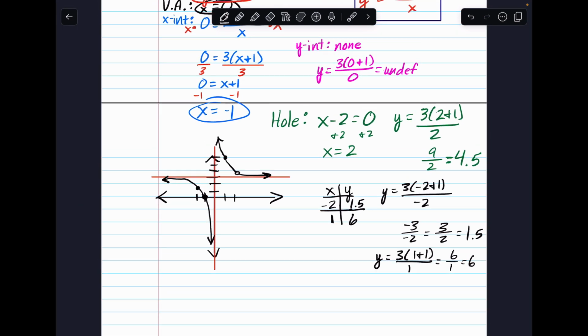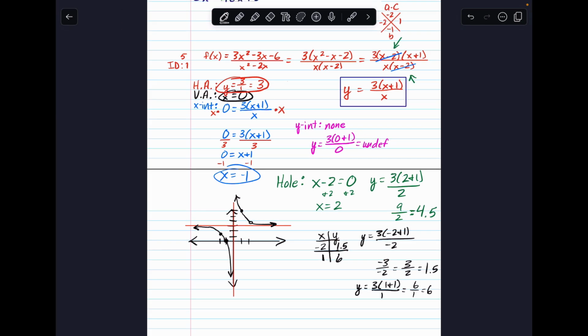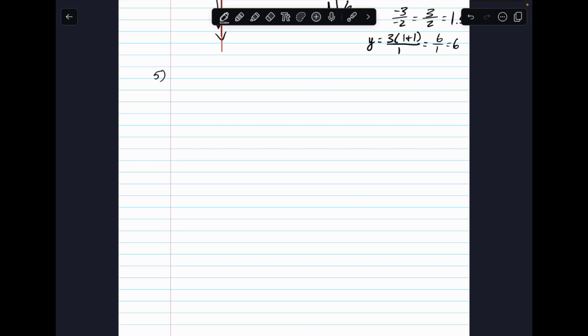Okay, so that's question number 5 from ID 1. And this is basically the lesson that we learned, and a little bit more in class when I went over this. Looking at ID 2, question 5. In this case, you have f of x equals -3x squared plus 9x minus 6, and the exact same thing is going to happen here as what we did before.